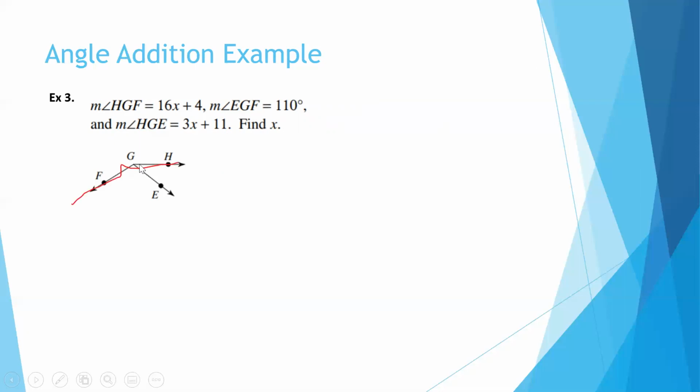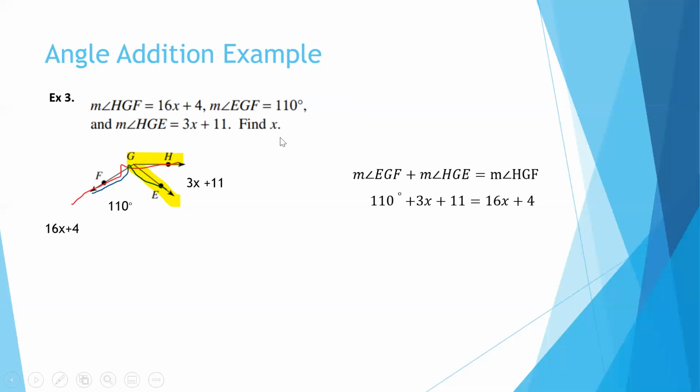Let's start off with what they first gave us. So our red line is angle HGF, which is equal to 16x plus 4. Next, we're going to do EGF, it's equal to 110 degrees. And finally, we have HGE, which is equal to 3x plus 11. Okay, let's set up our formula. We add the two angles to get to the sum of HGF. Okay, we plug in our values that we know.